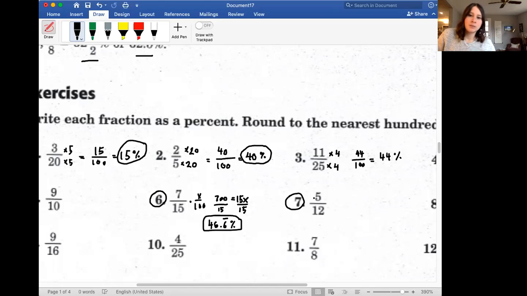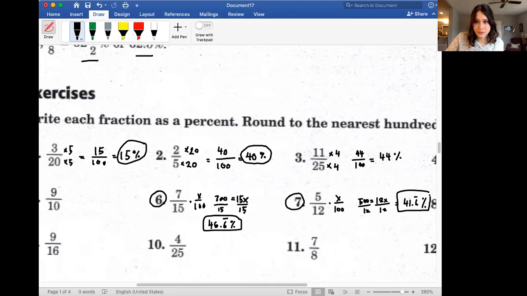So number 7, I'm going to multiply x over 100. So really I have 500 equals 12x. Divide both sides by 12. 500 divided by 12, plug that in, is 41.6 repeating.